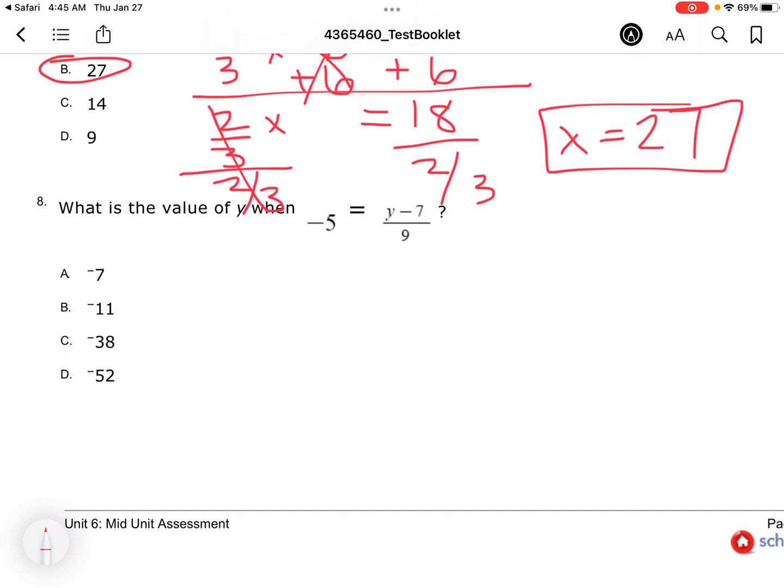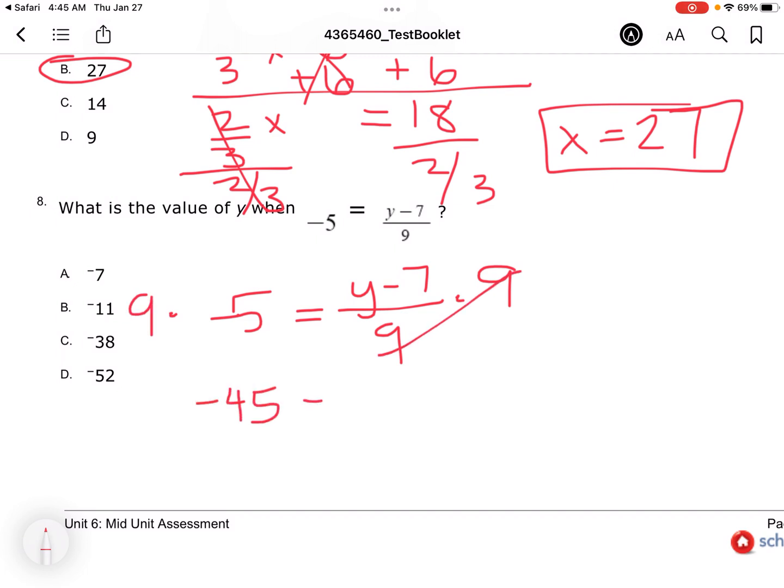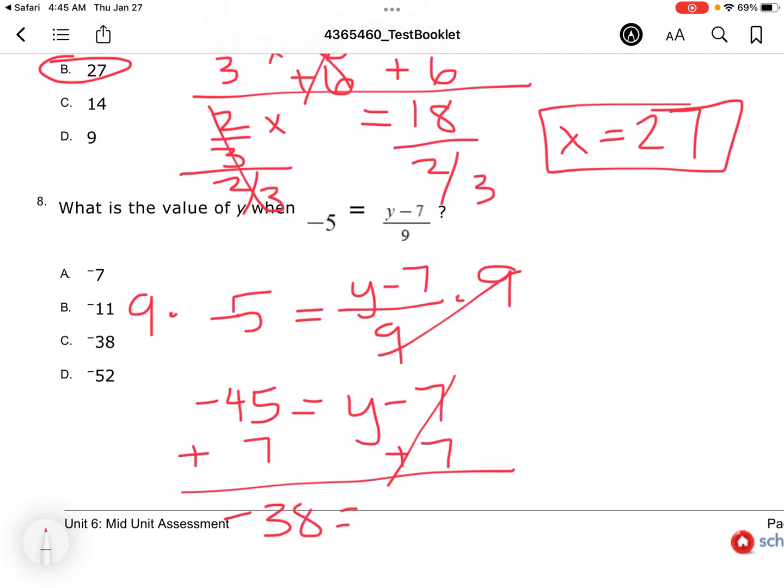What is the value of y when -5 equals y minus 7, all divided by 9? Now, these are those special two-step equations that we talked about at the beginning of the unit. Remember when I talked about clearing my denominator? These are those special types when y minus 7 is completely divided by 9. So I'm going to multiply by 9 on each side first to clear that denominator. So I get -45 equals y minus 7. Then I'm going to add 7 to each side. -45 plus 7 is going to give me -38. And you have a calculator, so you can work that out.